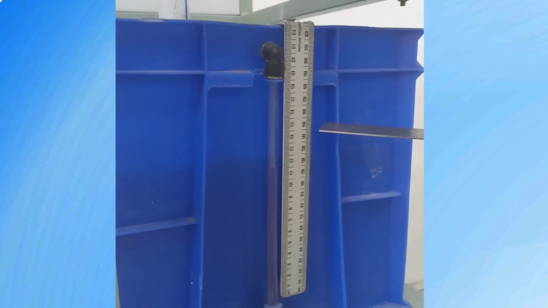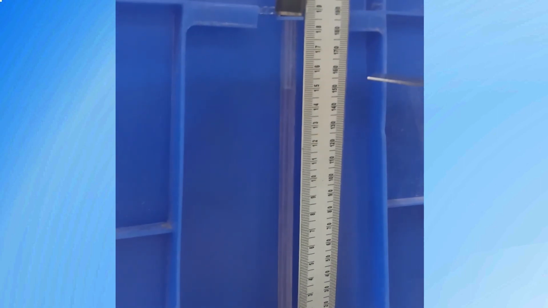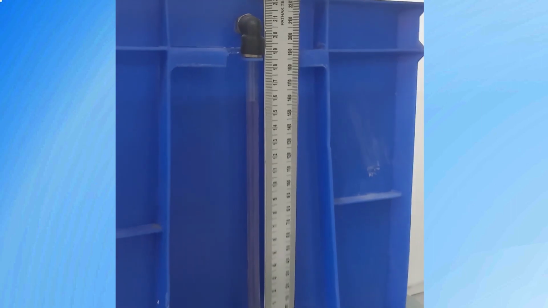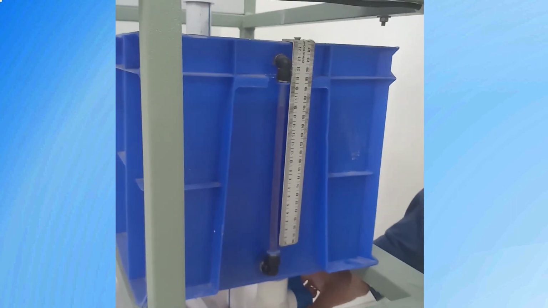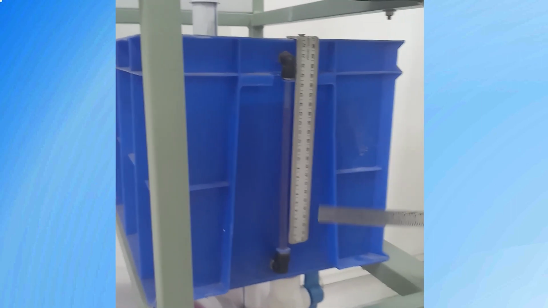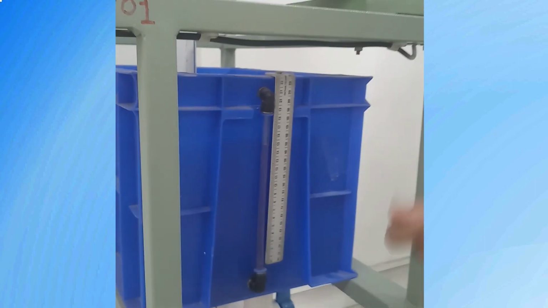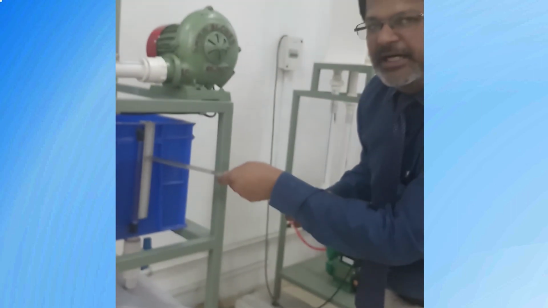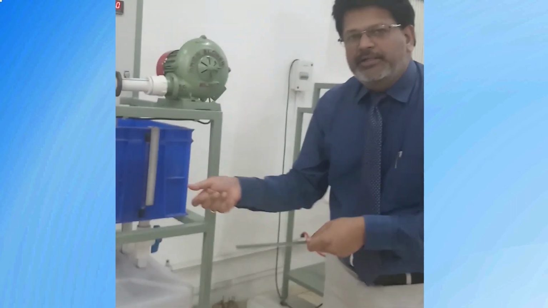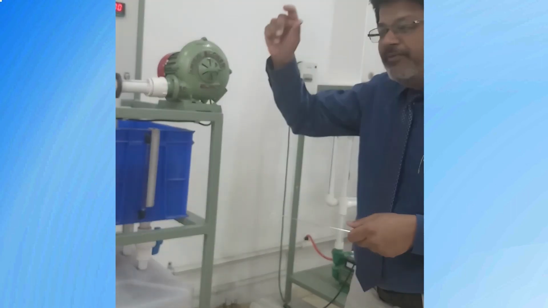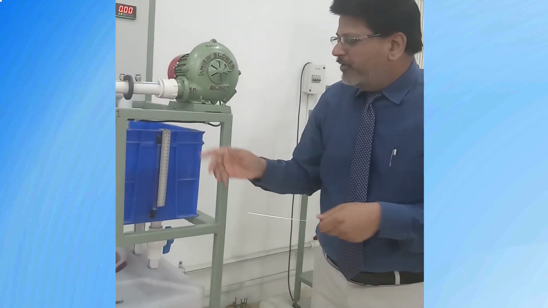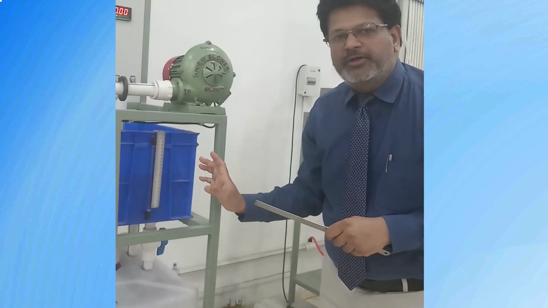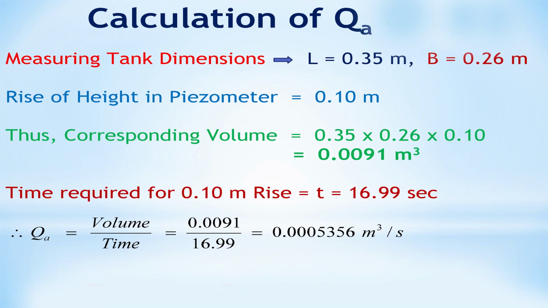So we will start counting time maybe at say 5 centimeter, and we will stop counting time at 15 centimeter, so that the total rise is 10 centimeter. Now we can easily find out the volume of water as the plan area of cross section of the tank multiplied by this rise of 10 centimeter. That will give us the total volume collected in the measuring tank. And if we divide it by the time, then volume by time will give us the actual discharge.